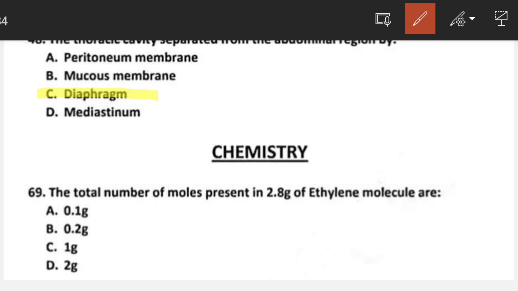So when you divide 2.8 by 28, because 2.8 is the given amount of ethylene and 28 is the atomic or molecular weight of the ethylene. So according to the formula here, the answer will be option A, 0.1. So here the correct option is 0.1.